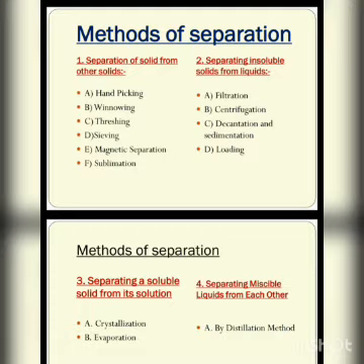Okay, so today we are going to discuss in detail the separation of solid from other solid. The first method we are using is hand picking. Hand picking, as the name indicates, we use the hand, that is the manual method. In the hand picking method, the components of a solid mixture can be separated by hand. This is only useful when the particles are large enough to be seen clearly.